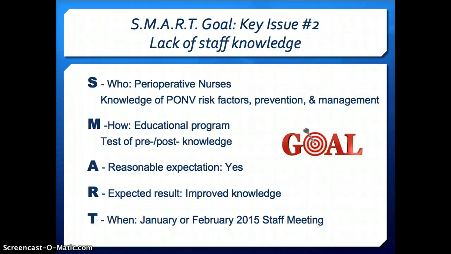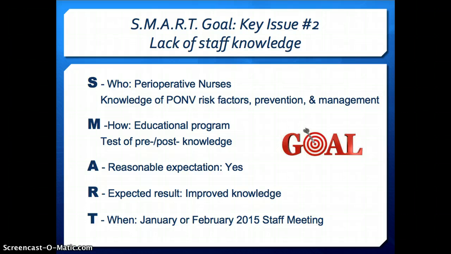My SMART goal is based on key issue number 2, lack of staff knowledge. A SMART goal is a goal that is specific and strategic, measurable, attainable, relevant and result-oriented, and time-framed. The application of the SMART goal to key issue number 2, lack of staff knowledge of current guidelines for the treatment and management of postoperative nausea and vomiting, would be as follows.